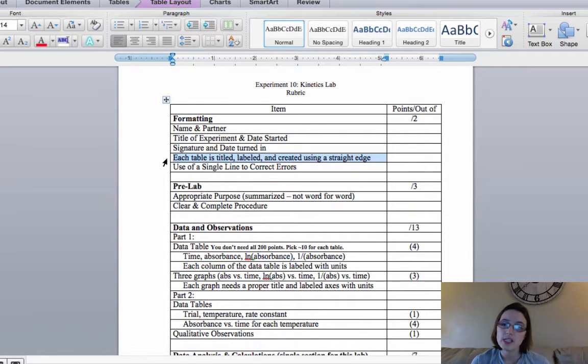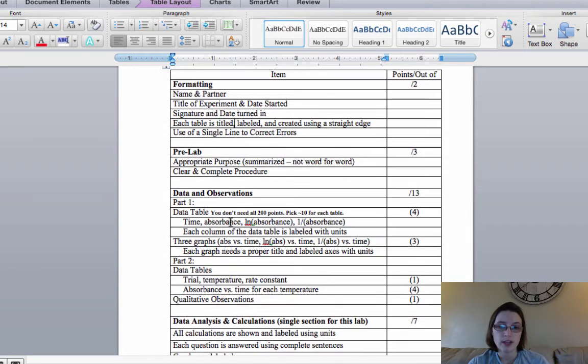The reason it says created using a straight edge is that since you have so many data tables, you want to make sure they're created using a ruler or a straight edge to make your lab look neater. If you don't use a straight edge and you just draw it freehand, the lines are usually a little curvy and it's a lot harder to follow and read. So make sure that you follow that formatting tip as you work through.